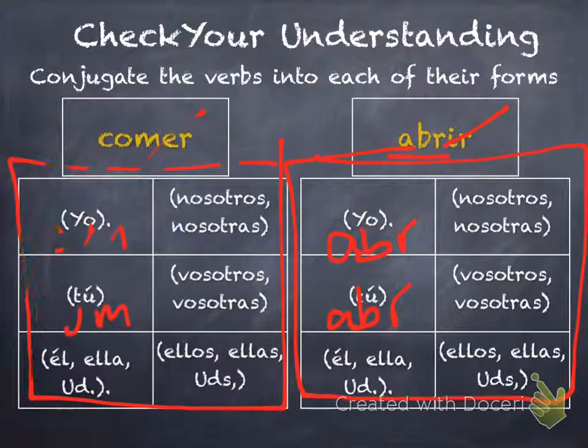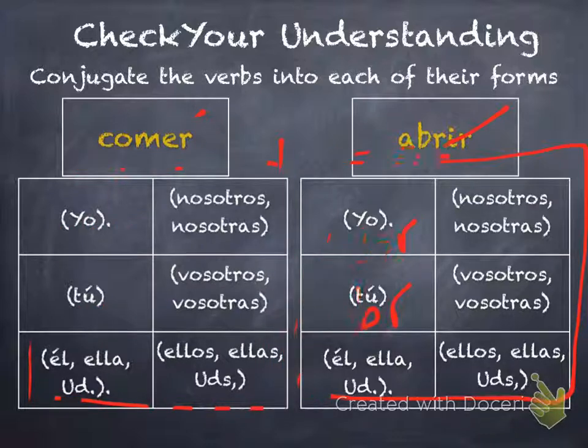Alright, now let's check our understanding here. For these, you're going to conjugate these two verbs. Now remember, with conjugating verbs, you don't necessarily have to know what the verb means in order to do that. But in this case, comer, we used already, to eat, and abrir, to open. So one of them's ER, one of them's IR. I've already drawn out the charts for you. So you have all your subjects. You just have to remember your steps and your endings.